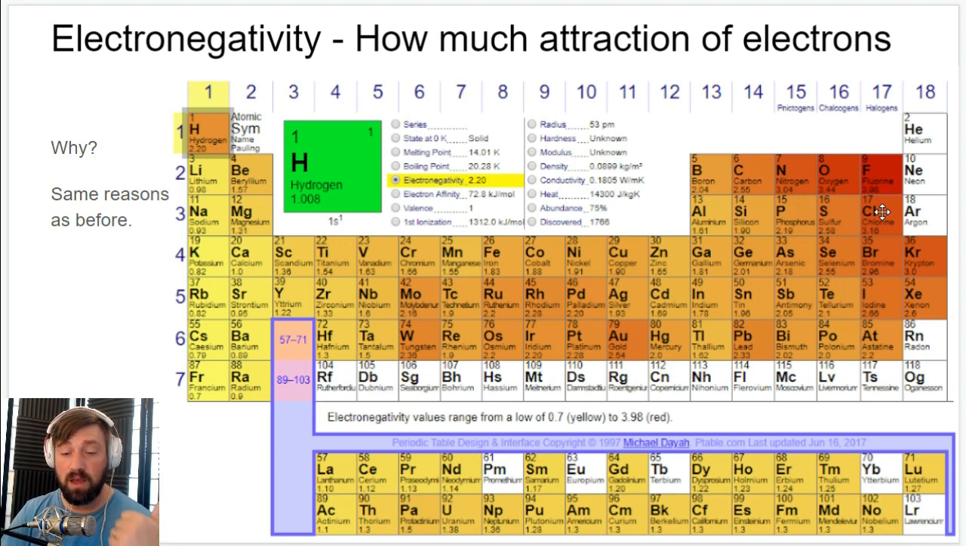Remember Coulomb's law, the charge and the distance are what matters. So that kind of explains as you're going down, you're having more shells, the distance is getting further, so you're going to have a smaller attractive force.